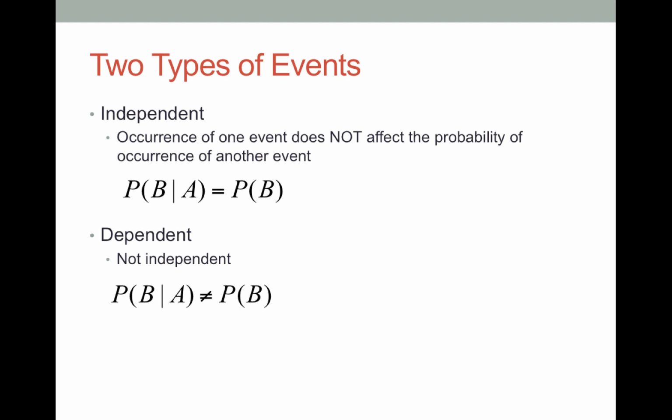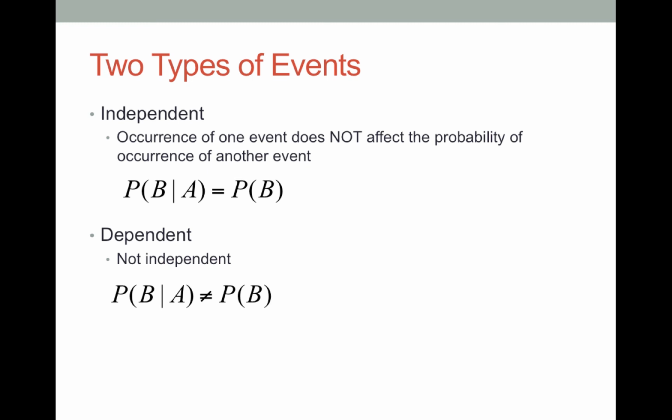All right, so there are two types of events we want to talk about, okay? And they are called independent and dependent. So every set of events will either be independent or dependent. And I think it's easier to approach this by defining independent. And so independent means the occurrence of one event does not affect the probability of occurrence of another event.